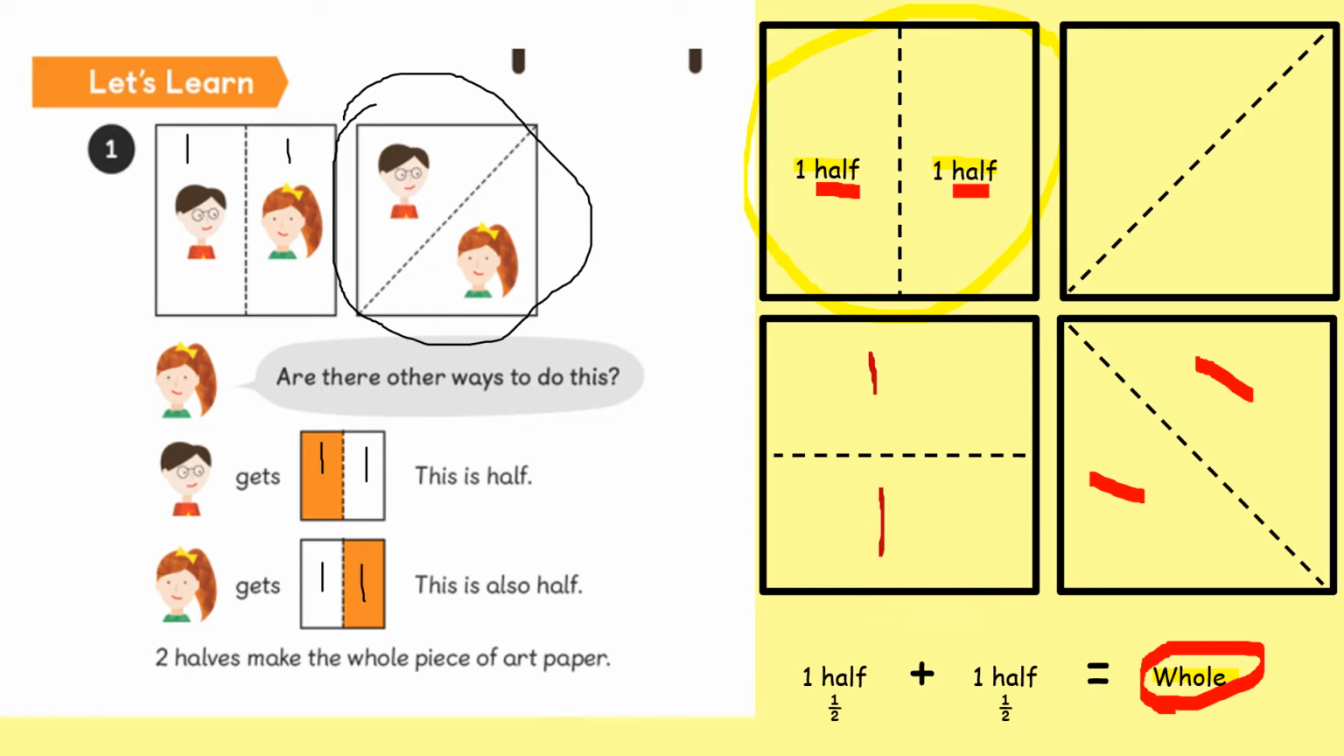When we split something in half, we get two equal pieces. We get one half and we get another half.